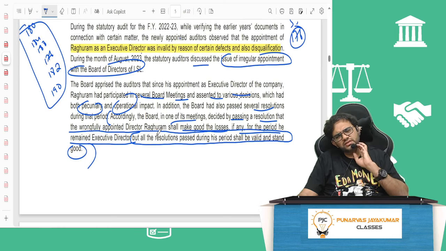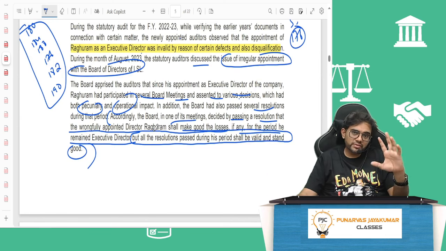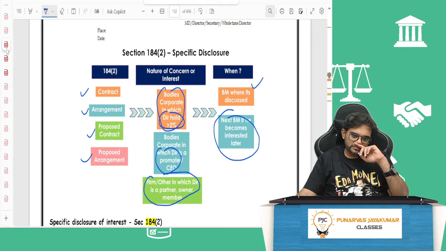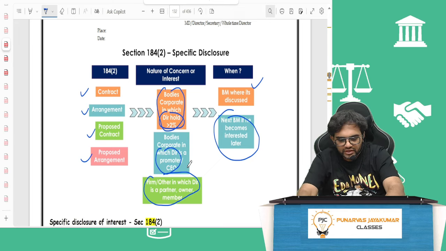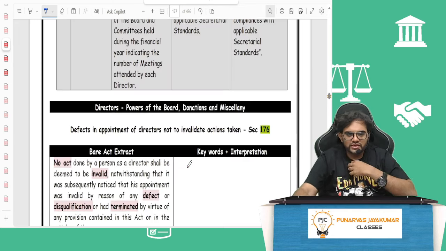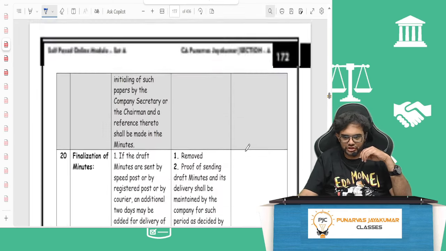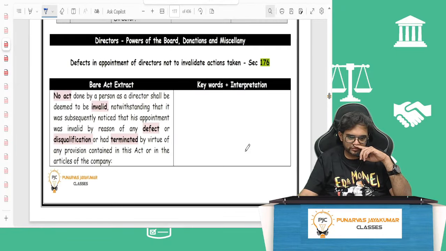So they are telling, according to me, actions are valid. You cannot continue, but actions are valid. But if there are any other losses, etc., you should bear. Defects in the appointment of the director. Page 172. Section 176, page 172.